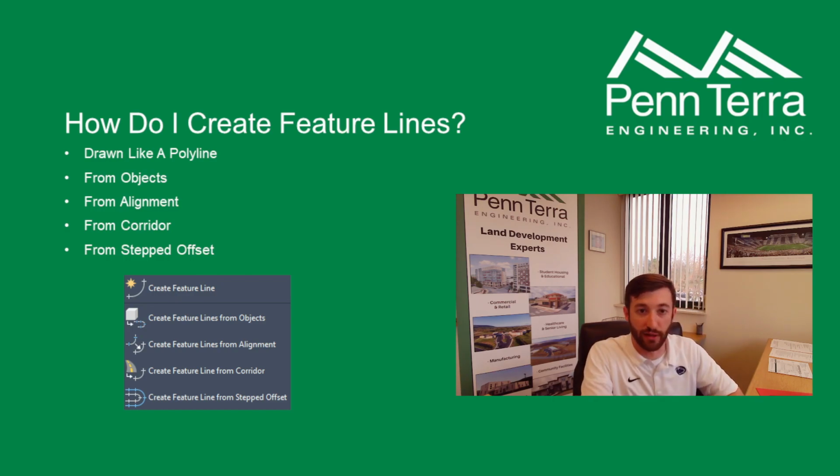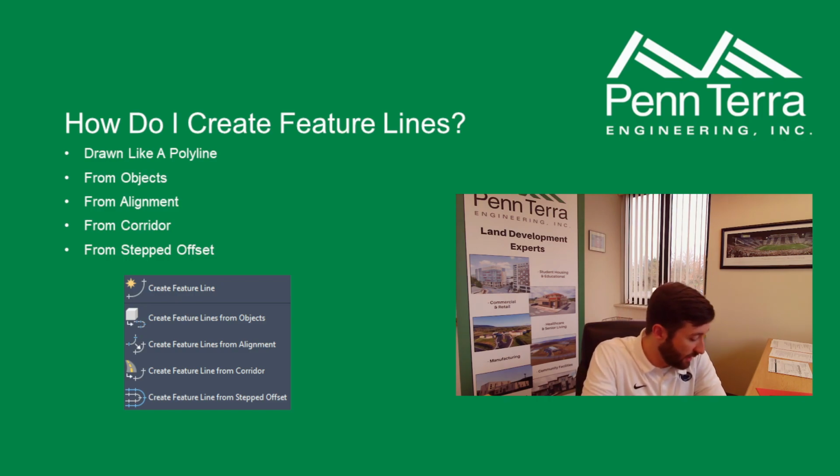So how do I create feature lines? There are several ways. You can draw them like a polyline. You can create them from objects, which are generally polylines that you already drew in your drawing. You can do it from an alignment, corridor, or from a stepped offset. I would say the most common ways we do it is from objects and then stepped offset and then probably manually drawn like a polyline.